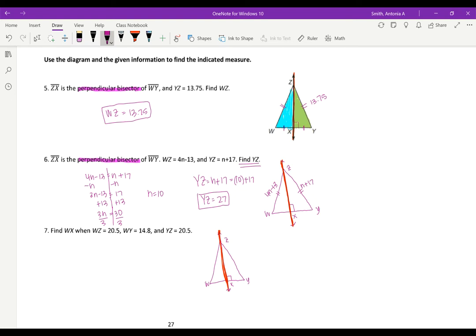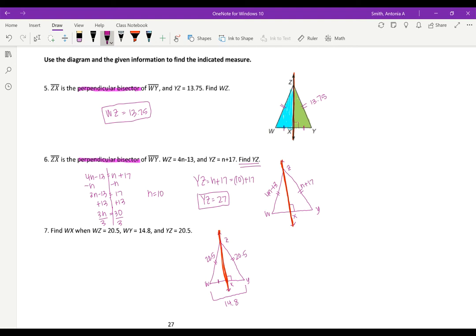Our problem says find WX when WZ is 20.5. So that means this side is 20.5, which means this side has to also be 20.5. And WY, so this whole bottom part, is 14.8. And YZ is 20.5. So we know that those two sides are the same, 20.5 and 20.5. But I don't really need that information for this problem. This problem wants me to find WX, which is down here.